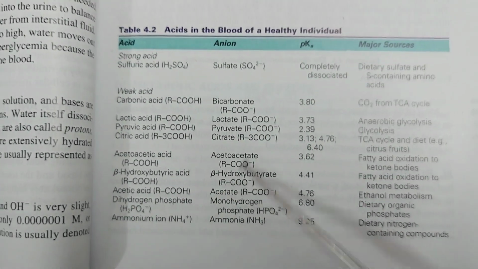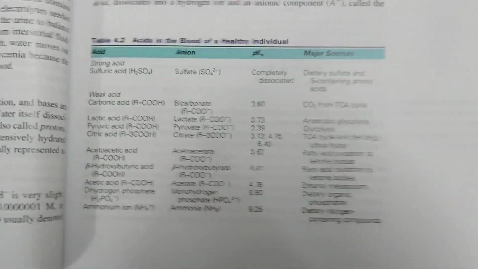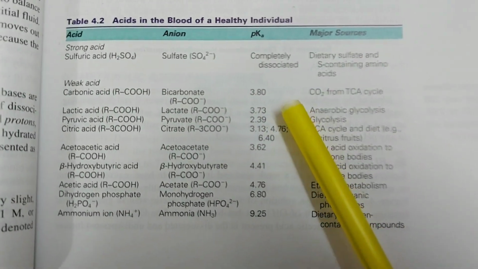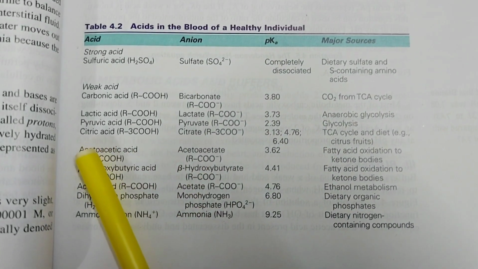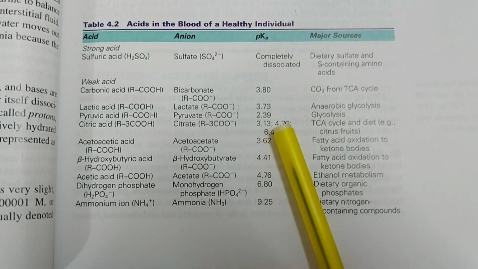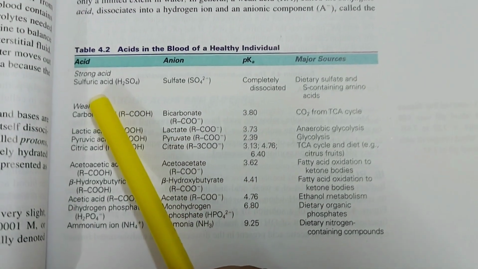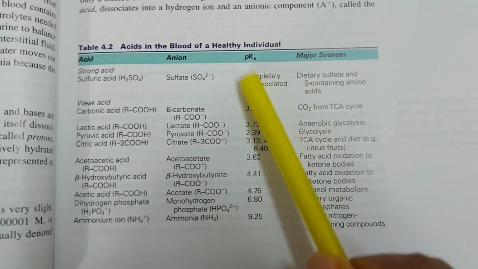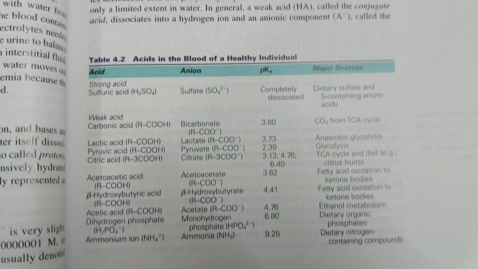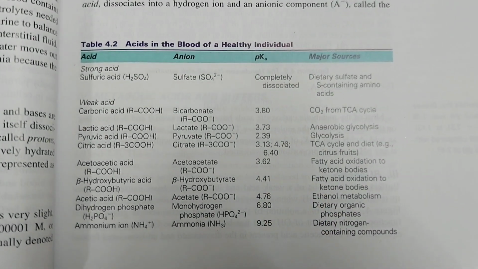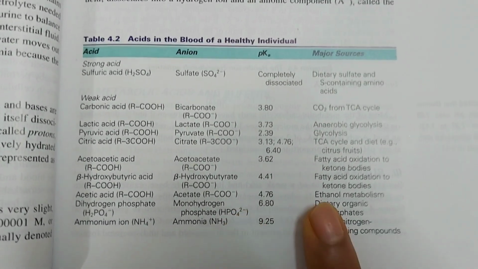These are the acids within the human body, and these acids have different pKa values. Here we can see that the pKa value of carbonic acid is 3.8 and the pKa value of pyruvic acid is 2.3, and there are different pKa values for different acids. But here is sulfuric acid. It is completely dissociated. That means it has a pKa value less than 1, that means a negative pKa value. Seeing this pKa value, we can determine how much this acid will dissociate in our body fluid.